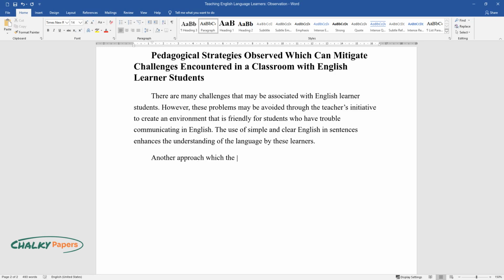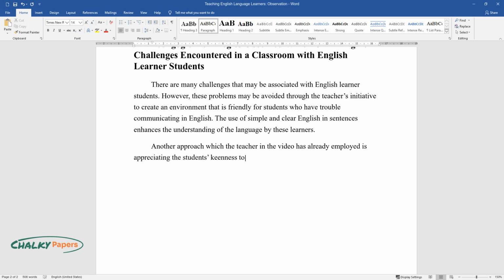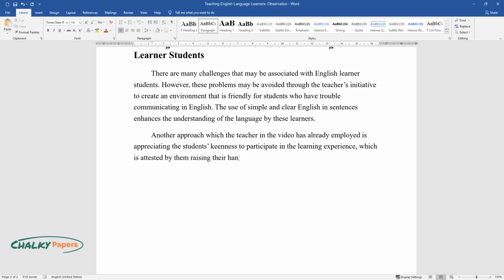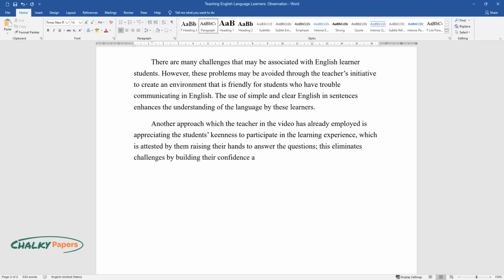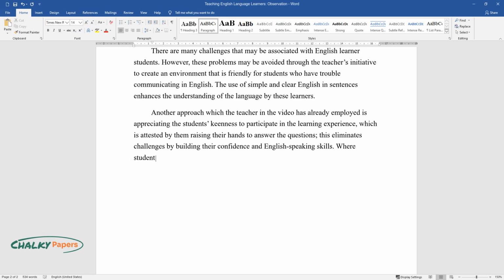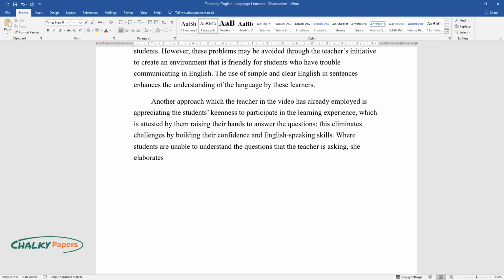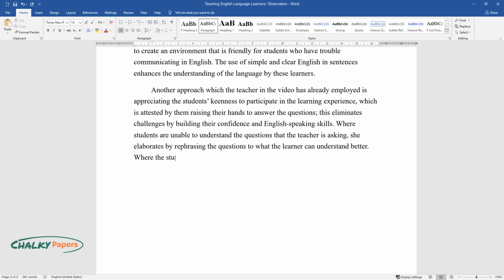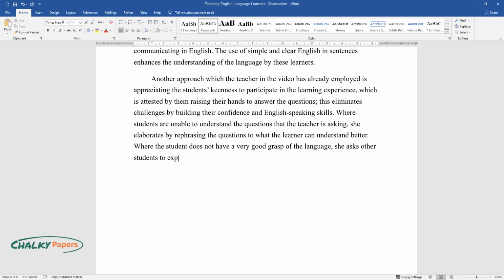Another approach which the teacher in the video has already employed is appreciating the students' keenness to participate in the learning experience, which is attested by them raising their hands to answer the questions. This eliminates challenges by building their confidence and English speaking skills. Where students are unable to understand the questions that the teacher is asking, she elaborates by rephrasing the questions to what the learner can understand better. Where the student does not have a very good grasp of the language, she asks other students to explain classroom matters in the language that she can understand.